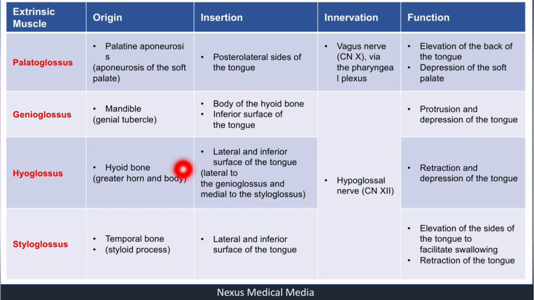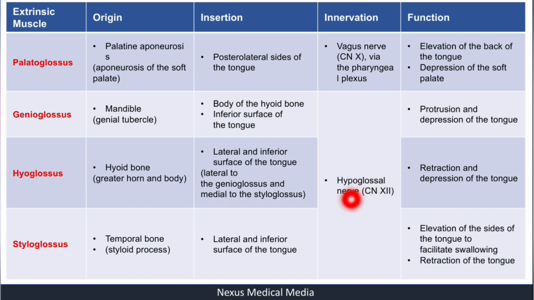Hyoglossus. Hyoglossus origin is the hyoid bone, particularly the greater horn and the body, the corpus of the hyoid bone. Insertion is the lateral and inferior surface of the tongue, lateral to genioglossus and medial to the styloglossus. Innervation, I told you, is the 12th cranial nerve, and the function is retraction and depression of the tongue.